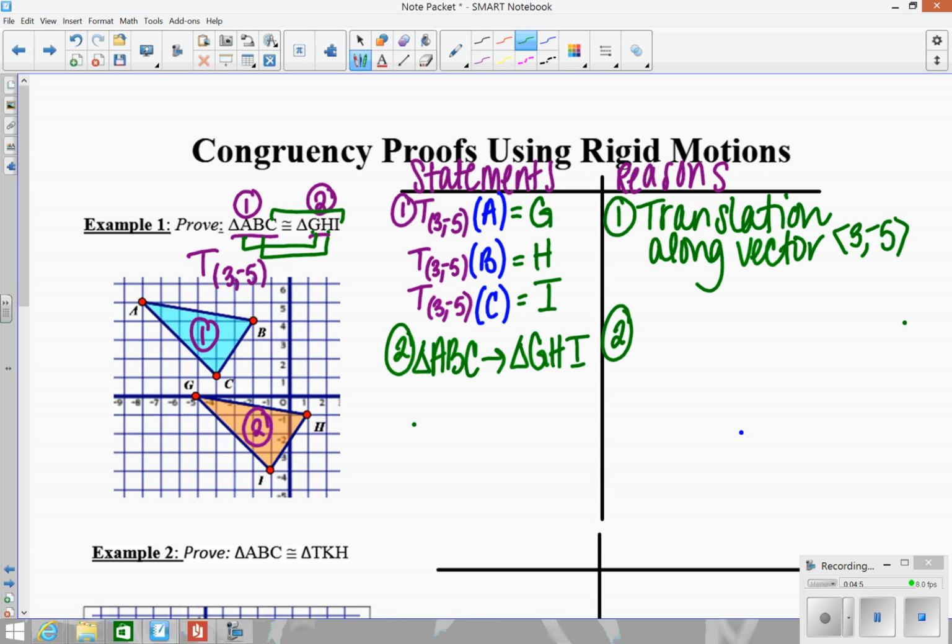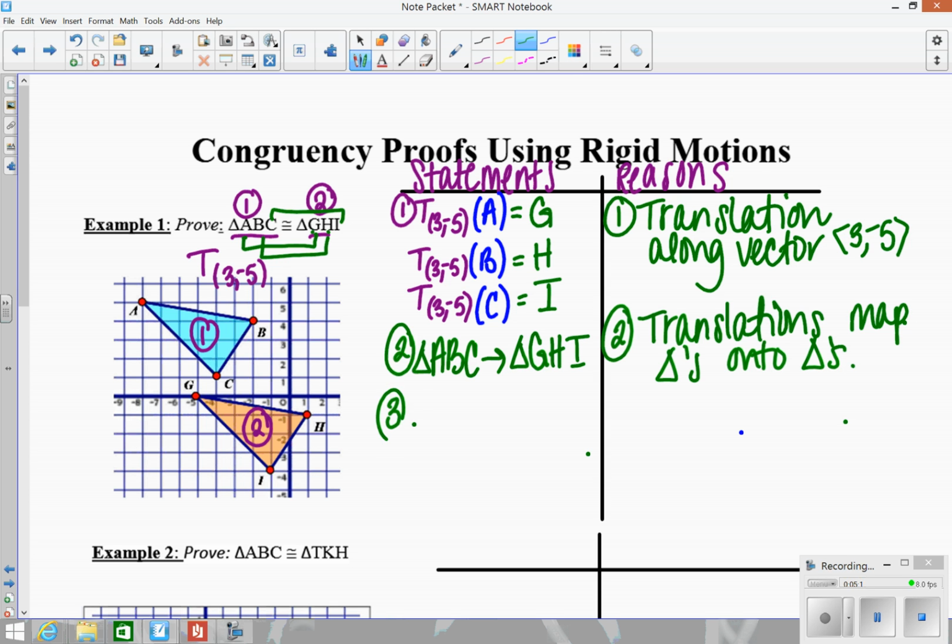So the reason for the mapping here is because translations map triangles onto triangles. So as long as you translate a triangle, you're going to get out a new triangle. So then, therefore, we can say that these two triangles are congruent because we've just found a rigid motion that maps one onto the other.